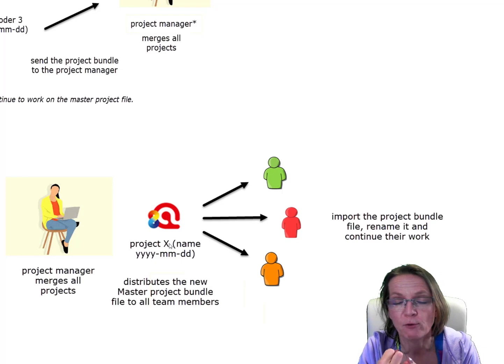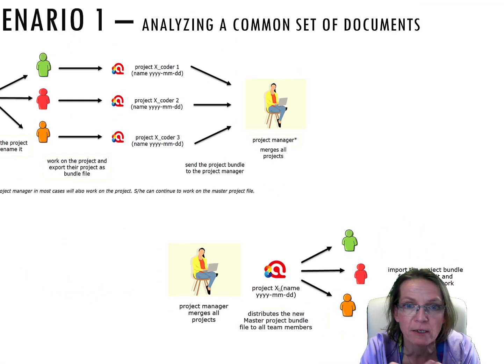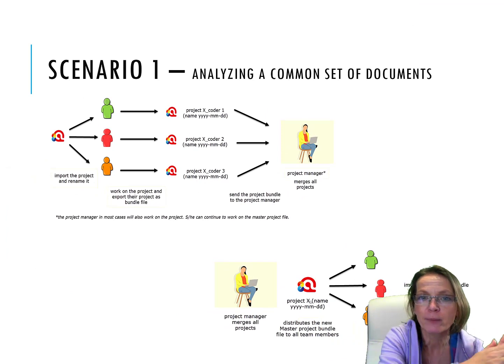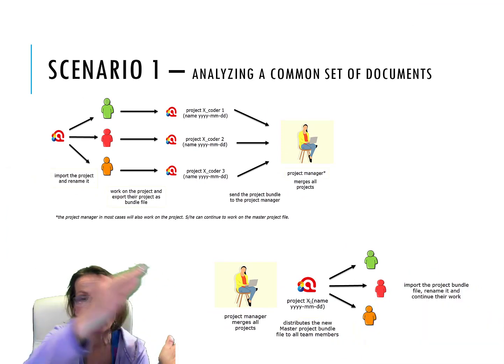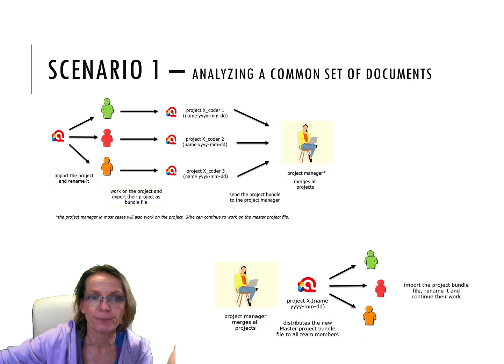So you don't have to write merge 1, 2, 3, 4, 5. You always know it by the date. And then that file is distributed again. And then you can have multiple cycles of those. But it always has to follow that workflow: project administrator, team member, project administrator, team member.